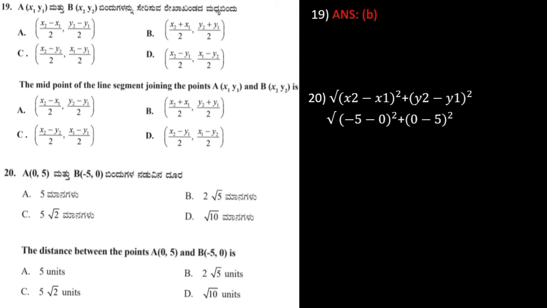By subtracting we will get minus 5 whole square, that value is 25. Minus 5 whole square, the value is again 25. Therefore 25 plus 25 will get 50. Root 50 we can write as root of 25 times 2. What is the square root of 25? It's 5. For root 2 we don't have anything, so we will write it like that only. Therefore the answer we will get is 5 root 2 units. Option C is the correct one.